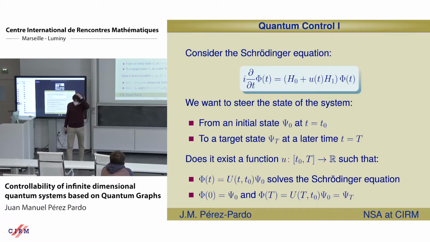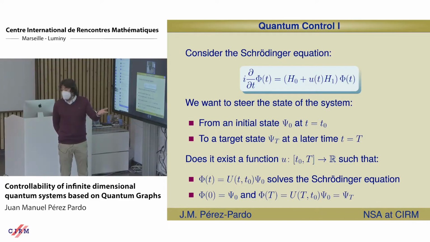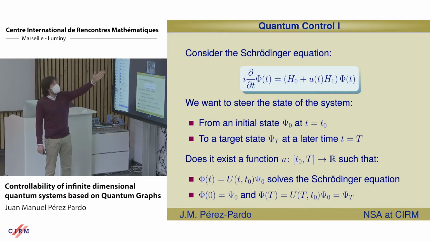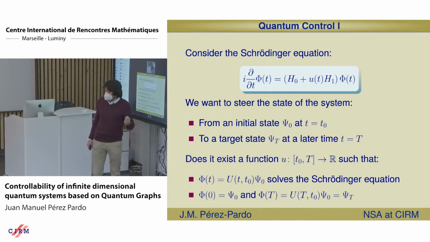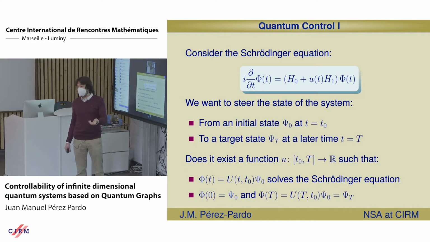So the problem of quantum control can be stated in a very simple way. Consider that we have a Schrödinger equation like this one, where H0 is just one Hamiltonian. It's normally called the free Hamiltonian. It's the uncontrolled dynamics of the system. And then at the disposal of the experimenter, one has a field that can be applied on the system. And the strength of the field is modulated by this time-dependent function u of t. So you can select the strength of the field.